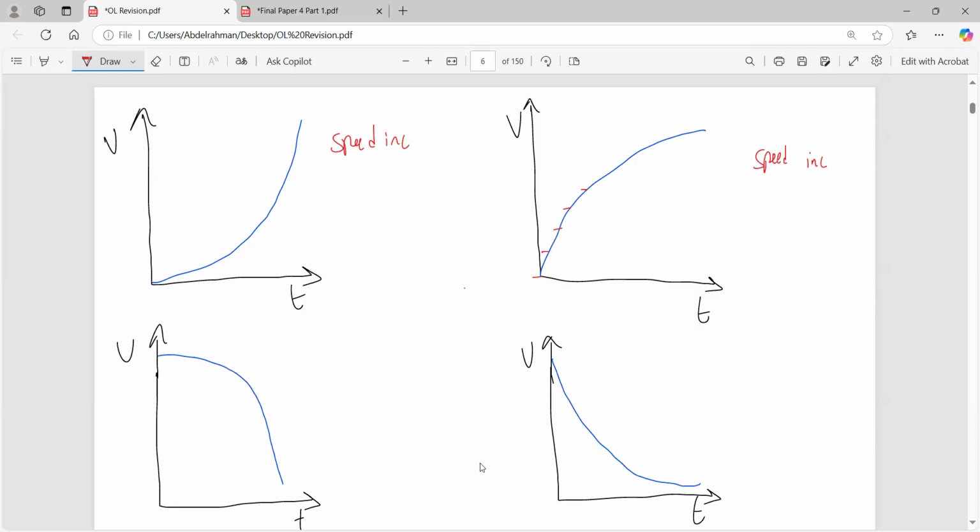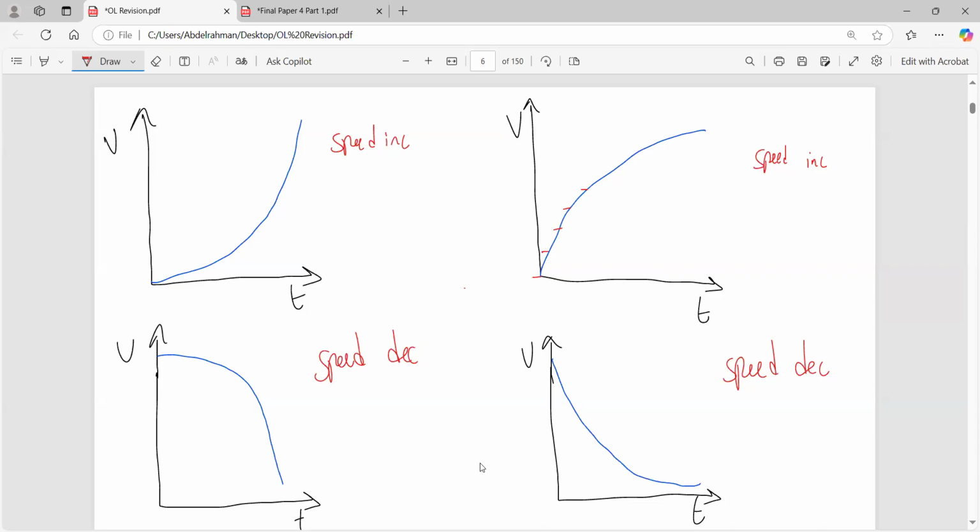What about the other two graphs? What's happening to speed? What's happening to velocity? The speed is decreasing in these two other graphs. So in the first, speed increases. With these two other graphs the speed is decreasing. Okay, but I don't understand. What's the difference? How can I determine whether the speed is increasing with a constant acceleration, or with an increasing acceleration, or with a decreasing acceleration? How do they differ?